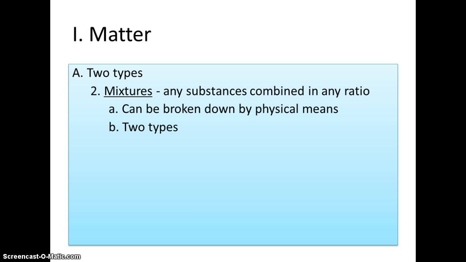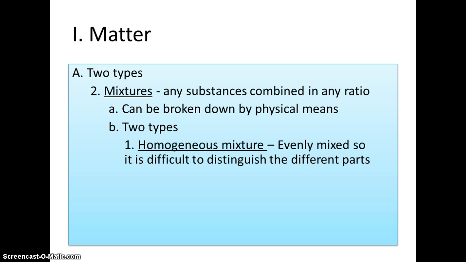There are two types of mixtures. There's a homogeneous mixture. A homogeneous mixture is evenly mixed, so it is difficult to distinguish the different parts. Homo means same, and genus means kind. So that's how we get that it looks homogeneous. You can't distinguish the different parts. It looks like the same thing throughout the whole thing.